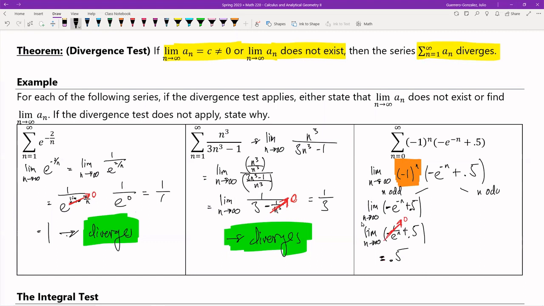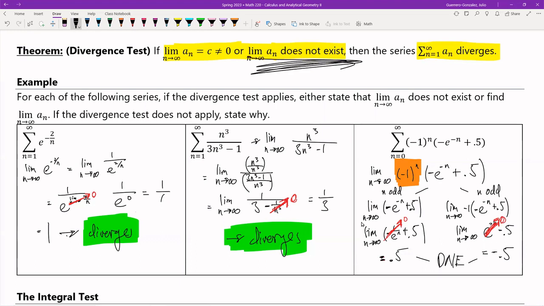If I do n odd, I get the limit as n goes to infinity of negative 1 times negative e to the minus n plus 0.5. And in this case, I get the limit as n goes to infinity of e to the minus n minus 0.5, in which case this is now equal to negative 0.5, because this thing right here tends to zero still. So what you have here is that the limit does not exist. And this can happen. Since this one is a limit that does not exist, this also diverges.